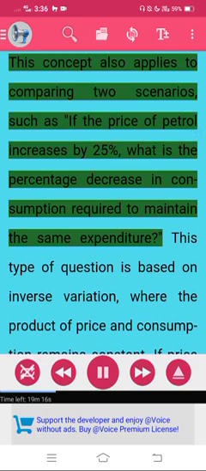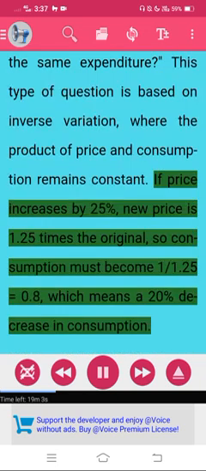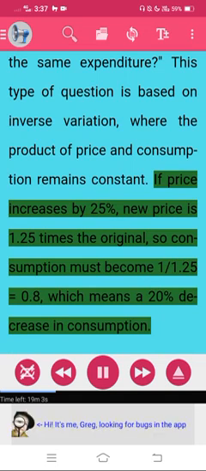This concept also applies to comparing two scenarios, such as, if the price of petrol increases by 25%, what is the percentage decrease in consumption required to maintain the same expenditure? This type of question is based on inverse variation, where the product of price and consumption remains constant. If price increases by 25%, new price is 1.25 times the original, so consumption must become 1 over 1.25 equals 0.8, which means a 20% decrease in consumption.